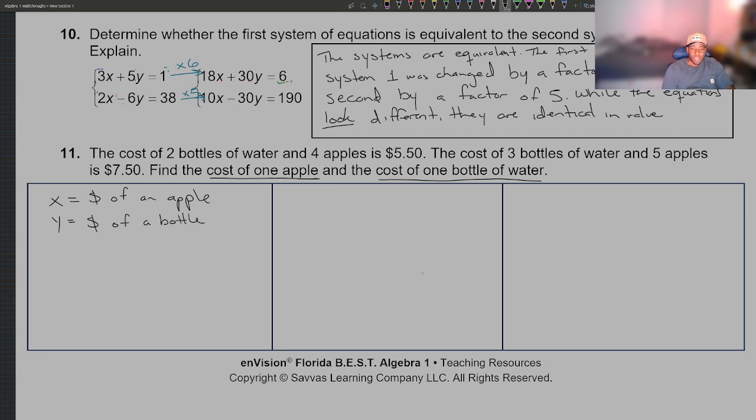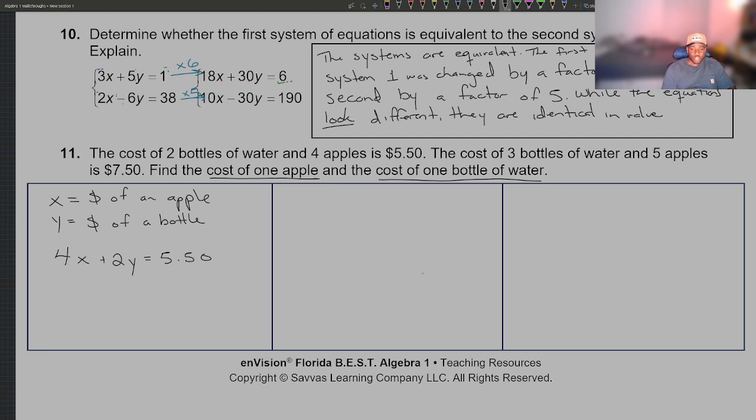All right. So we can take what the question's giving us here and use it to model. It says we're buying 4 apples, so 4 apples times whatever an apple costs. And we're buying 2 bottles of water, so 2 times the cost of a bottle of water. And that's going to equal $5.50.